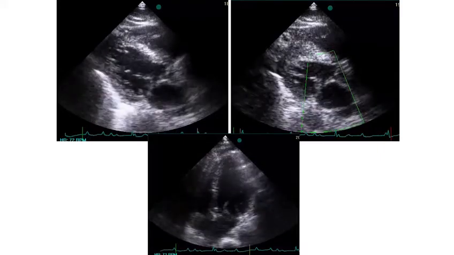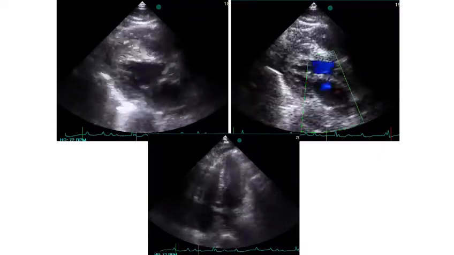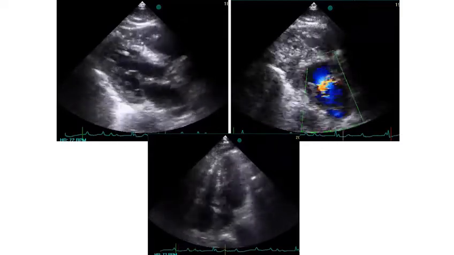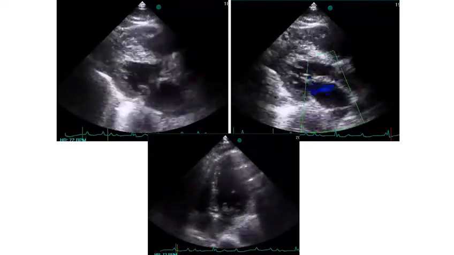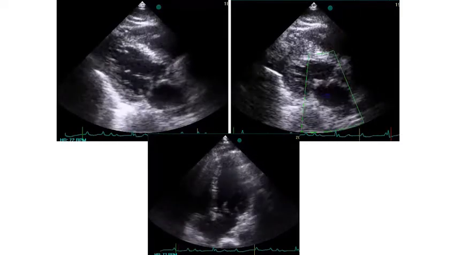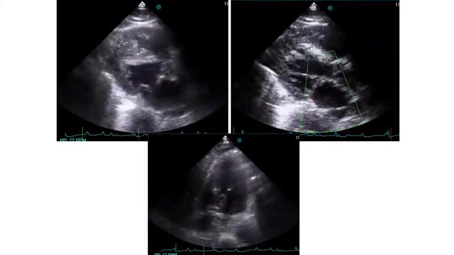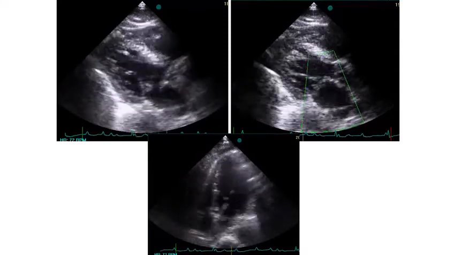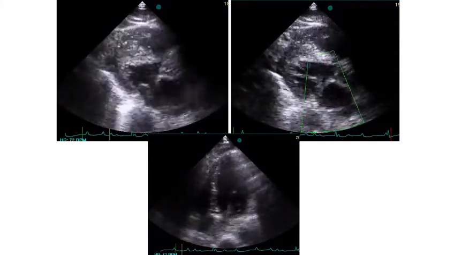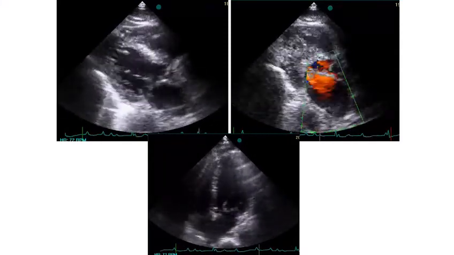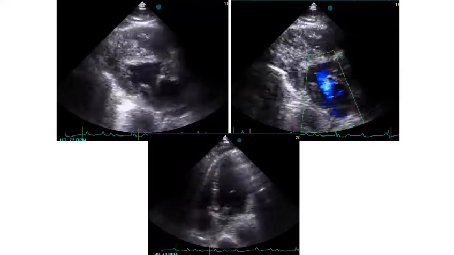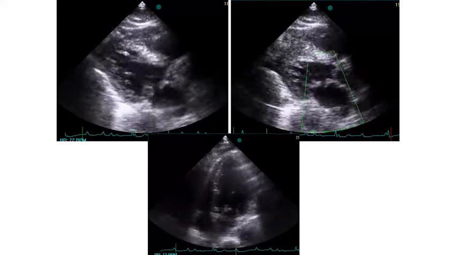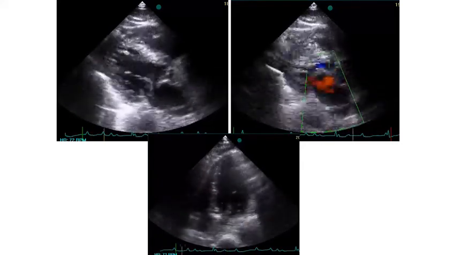There is a murmur audible in a patient with an acute myocardial infarction towards the apex, and sometimes associated with a thrill. What is your diagnosis? It is a ventricular septal rupture near the apex. The muscular interventricular septal rupture near the apex can give rise to a long systolic murmur, very loud, and sometimes even associated with a systolic thrill.